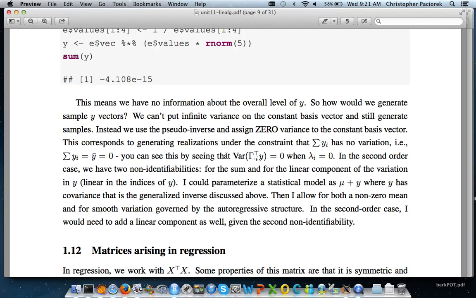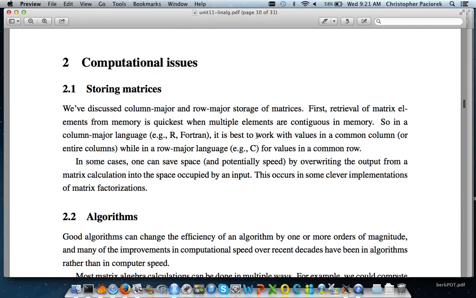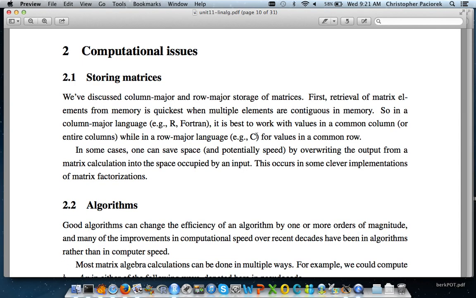Okay, so this is not a linear algebra course, but it is useful to remember and be able to do these basic kinds of calculations and reasoning. All right, any questions? Okay, so let's now turn and talk a little bit about some principles related to computation when we're working with matrices and doing linear algebra calculations.